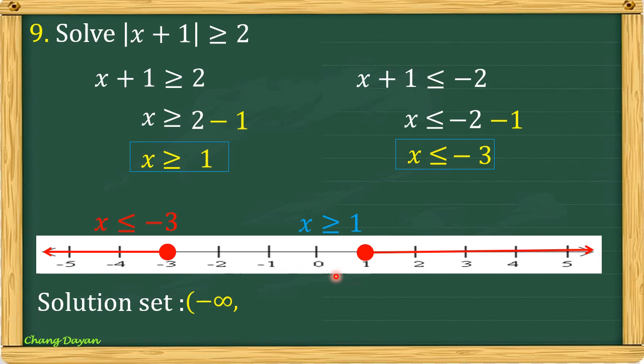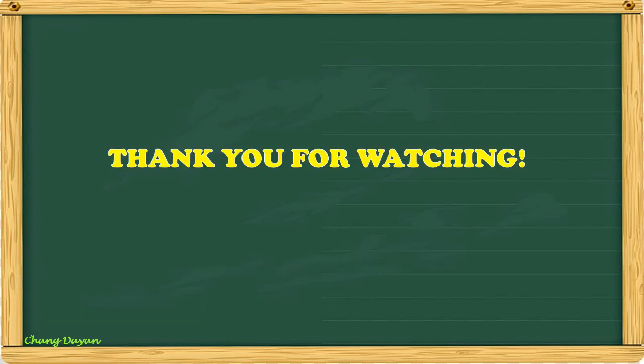So, our solution set is negative infinity and negative 3, and 1 and positive infinity. Meaning, mula dito hanggang doon ay solution. Mula dito sa negative 3 pababa ay solution din. Yun lamang po at maraming salamat!